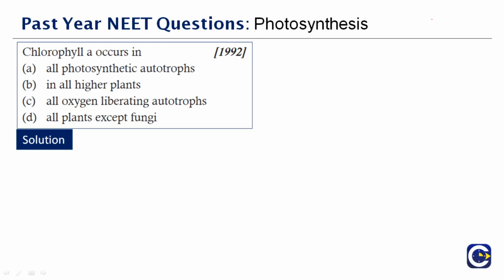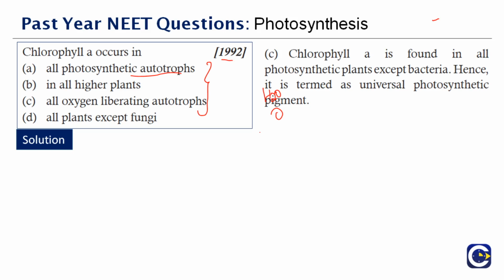Chlorophyll A is fine when it comes to the concept of photosynthetic autotrophs, but remember when I spoke in the first part, I mentioned that the photosynthesis process liberates oxygen from water, and it also produces energy, ATPs, which will be used by the plant. Though photosynthesis is a common process, chlorophyll A will exclusively occur in all oxygen liberating autotrophs. Therefore the correct answer to this question is option C. It is found in all photosynthetic plants except bacteria, hence it is termed the universal photosynthetic pigment.